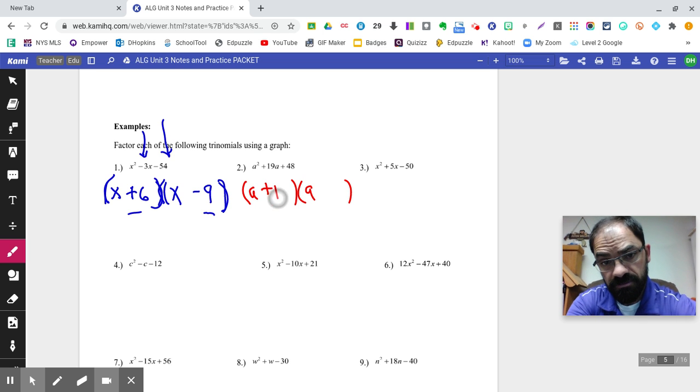Positive 3, positive 16. They add to get 19, they multiply to get 48.